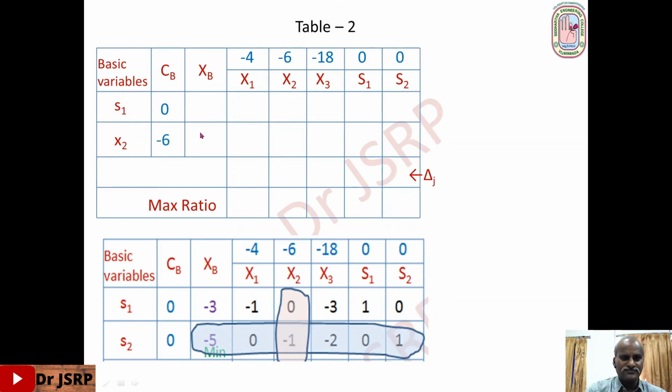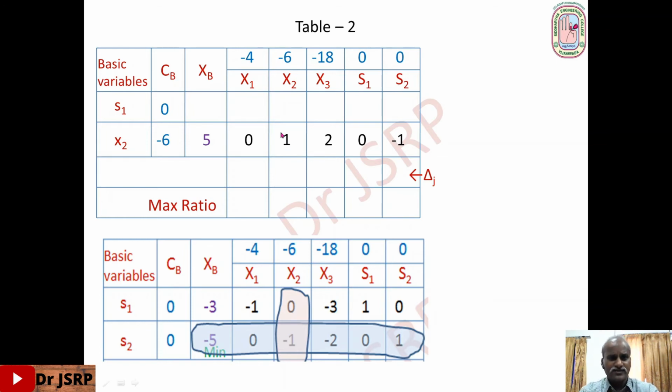Right. How do you fill the remaining table? As usual, as in regular simplex method, first divide pivot row by pivot element. This is pivot row. Pivot element is minus 1. Divide second row by minus 1 and write in second row. So minus 5 by minus 1, 5. 0 by minus 1, 0. Minus 1 by minus 1, 1. Minus 2 by minus 1, 2. 0 by minus 1, 0. 1 by minus 1, minus 1.